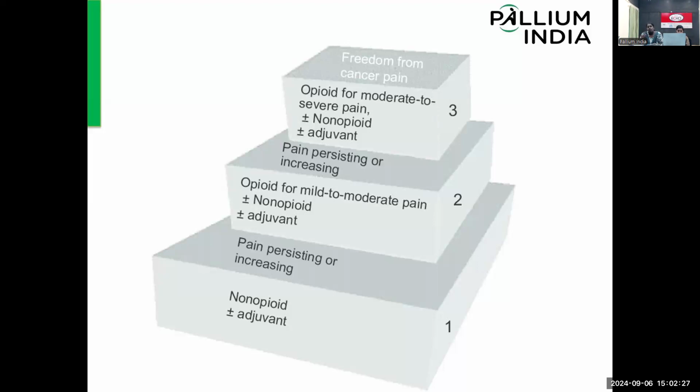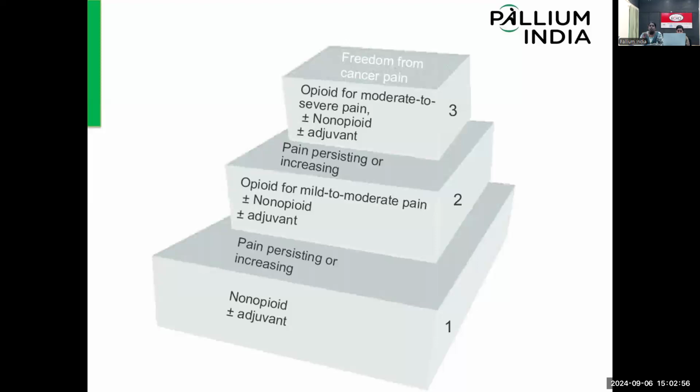In step one, this is mainly for mild pain. That mainly includes non-opioids with or without adjuvants. If the patient has pain of mild to moderate intensity, we consider the step two drugs. It includes a non-opioid with or without adjuvant, and the main drug is the opioid, that is, opioid for mild to moderate pain. They are known as weak opioids.